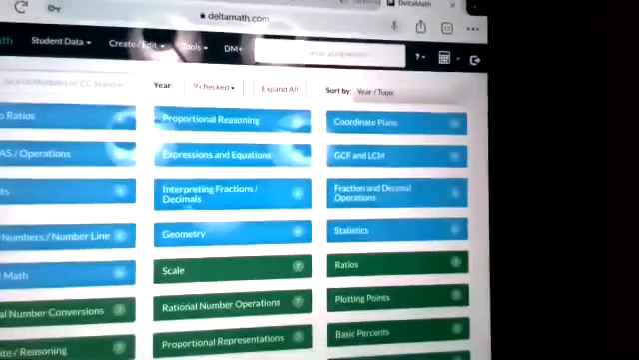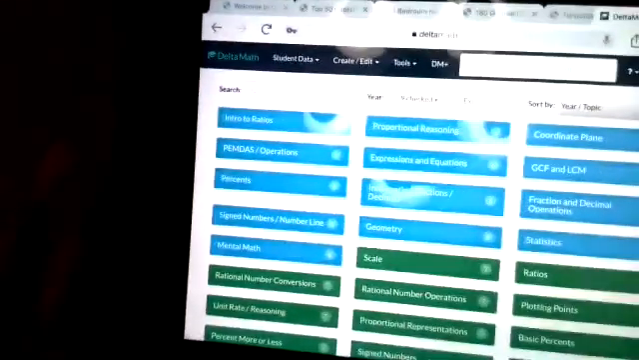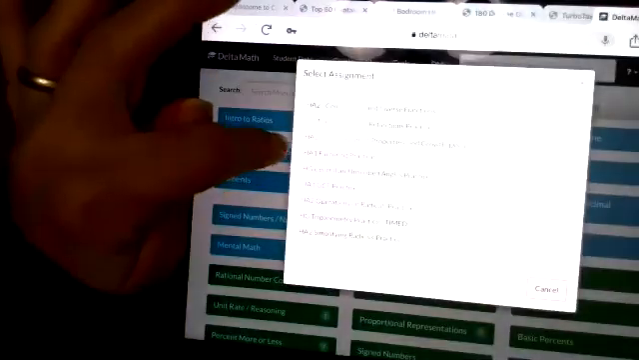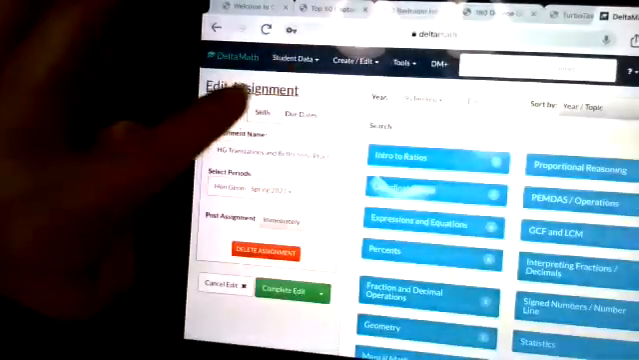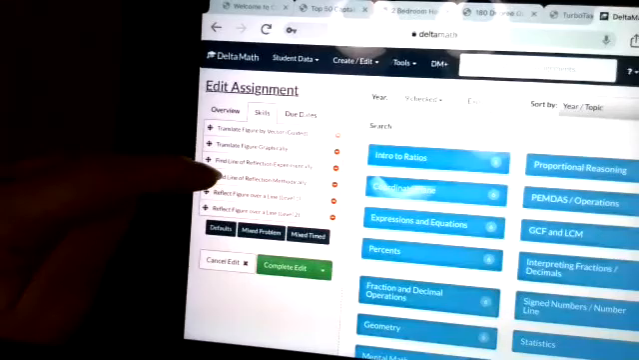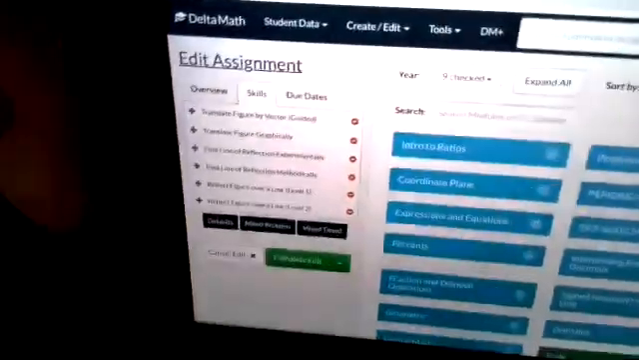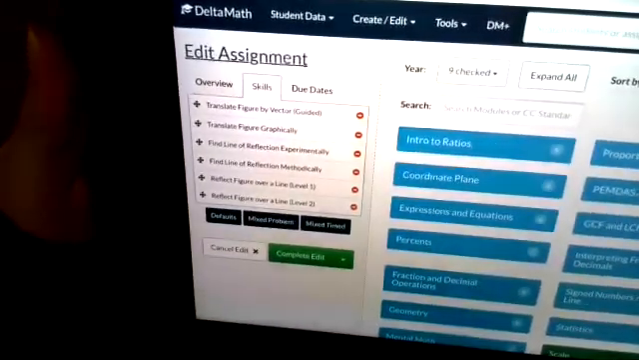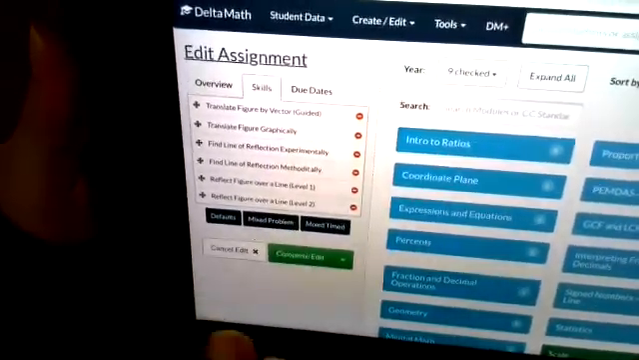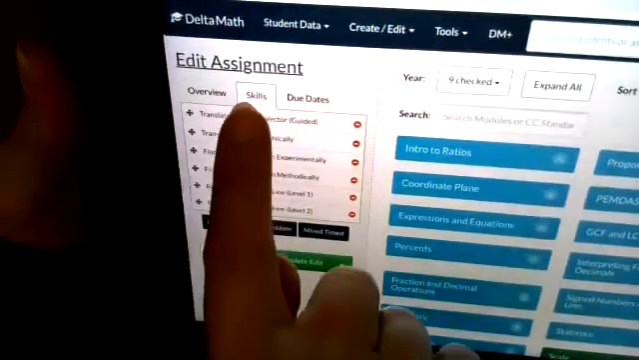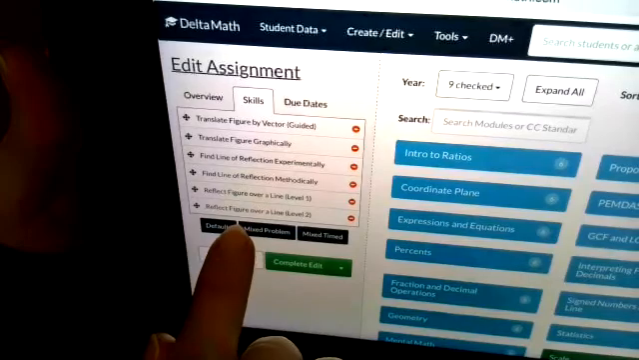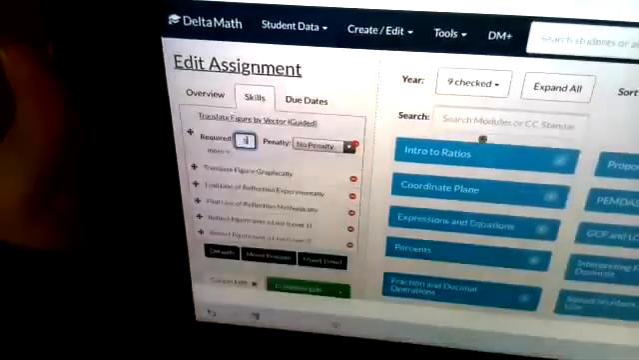All right, so this is what my Delta Math looks like when I log in. But I do have an assignment and I did fix that 4 a.m. due date. Sorry about that. But I have 1, 2, 3, 4, 5, 6 different skills that I want you to practice. You have to get 5 right. There are an infinite number of questions because it keeps repopulating. But once you get 5 right, you can move on to the next one. So the first 2 are doing translations, and then the next 4 are looking at reflections.